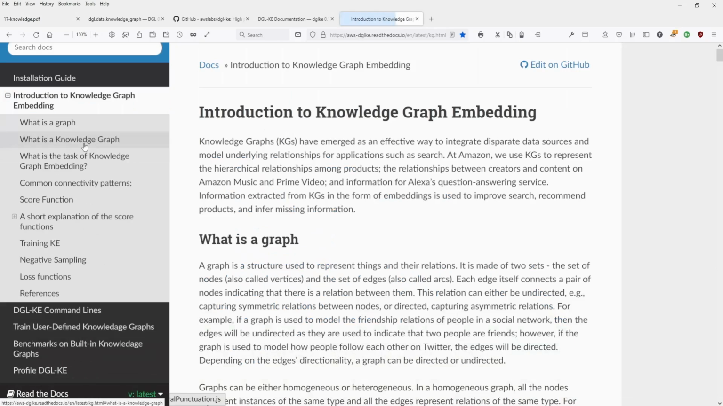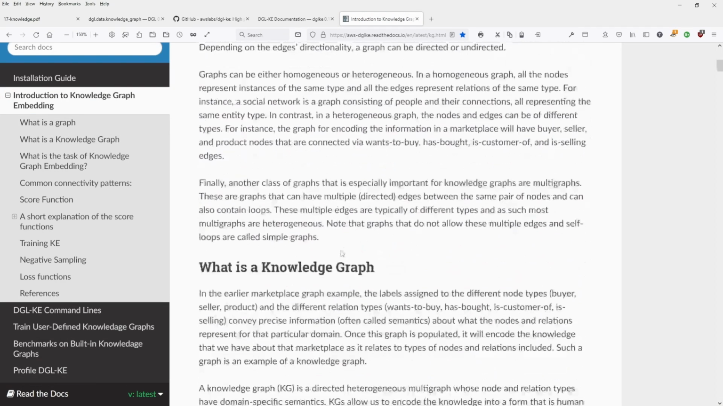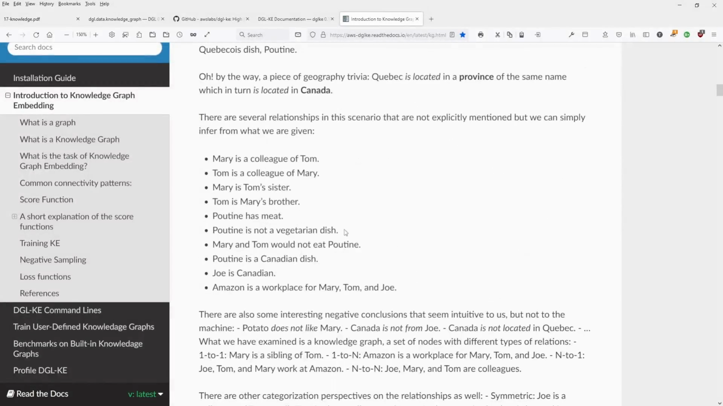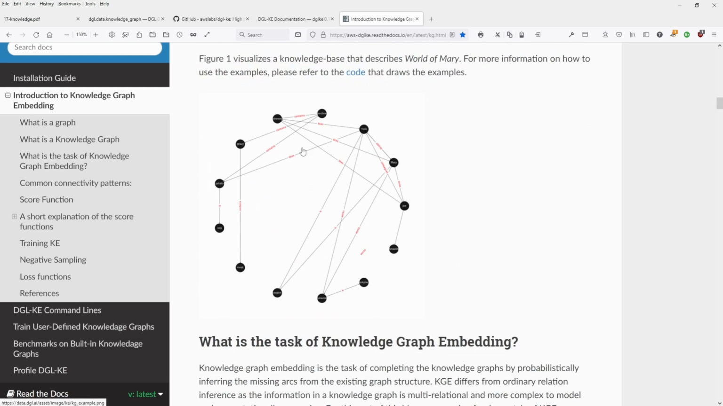And we are interested now in knowledge graph embeddings. And as I told you, what is a graph? What is a knowledge graph? Scenario: you can have a lot of relations between, for example, Tom and Mary and whatever: sister, brother, what they're eating, what their dishes are, where they're living, which city, if they're Canadian, and what their workplace is and whatsoever. You can see here we have a lot of links between our nodes.